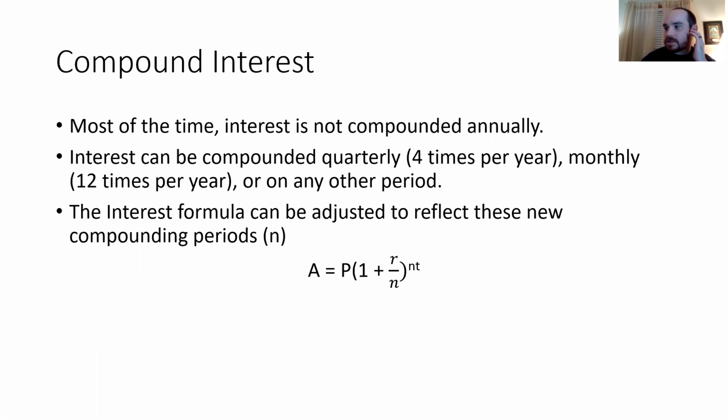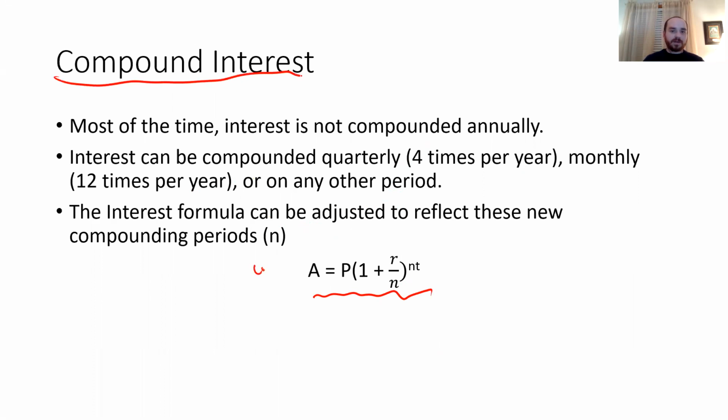The interest formula can be adjusted to reflect these new compounding periods, and we abbreviate the compounding periods as n. Right, so if there are 4 periods in a year, n equals 4. If there are 12 periods in a year, n equals 12. The new formula, again, is something you're really going to want to write down. This is for compound interest.